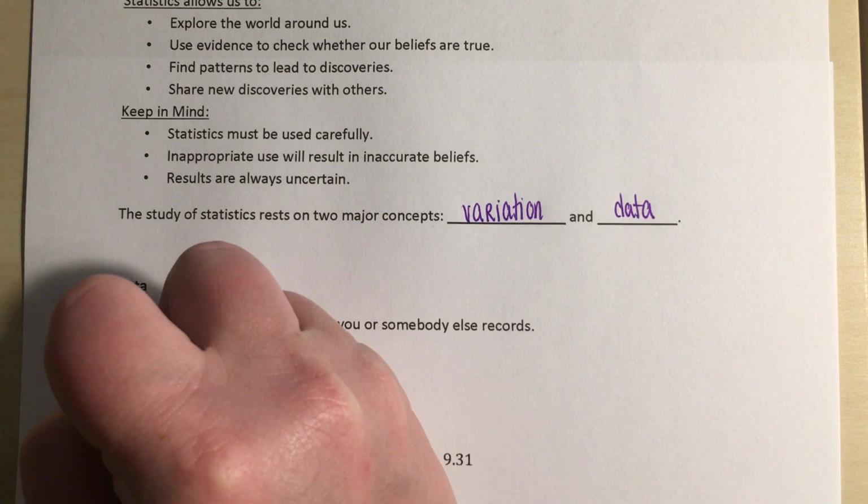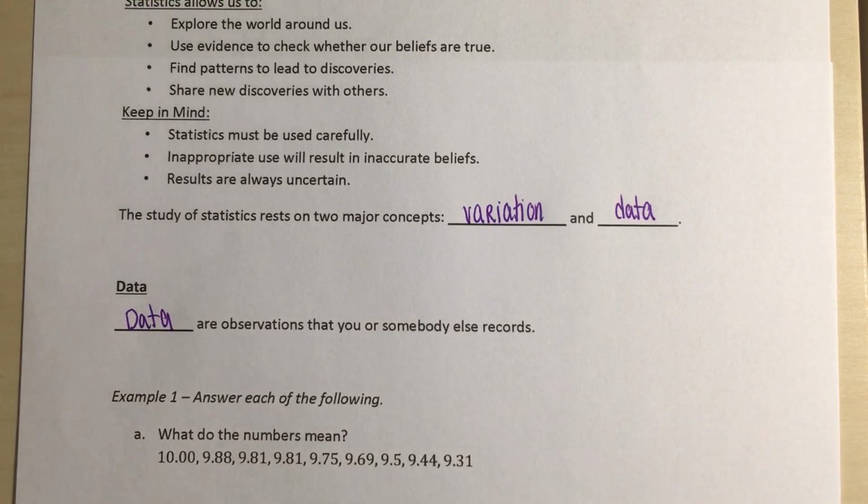Data are easy. Data is one of those weird words that is plural, even though it feels like it should be singular. Data are observations that you or somebody else records. So data could come in the form of numbers. Data could come in the form of words. It depends on what we're doing, and we'll see that a little bit more in the next couple of sections as we go through.